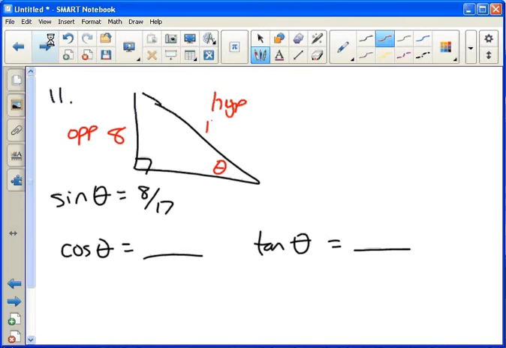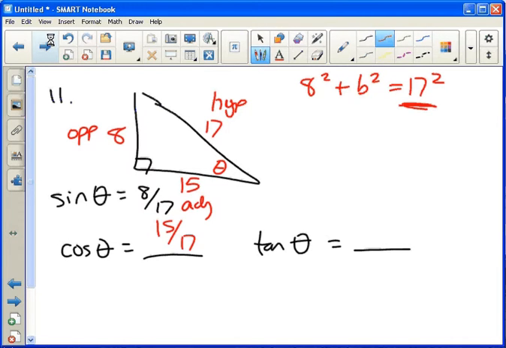To figure out this third side, I again have to use the Pythagorean theorem. But this time I'm solving for b squared, because c always has to be the hypotenuse. And that will turn out to be 15. So then the cosine is adjacent, which is 15, over hypotenuse, which is 17. Tangent is opposite over adjacent.